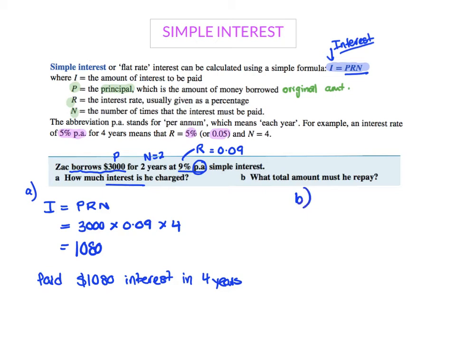So in B, what's the total amount he must repay? So the interest is the extra thing. So if you want to know the total amount, it's always your principal plus your interest. So really he has to pay back what he borrowed off the bank, which was 3,000, plus he has to pay back the 1,080. So he's paying back 4,080. That's the total amount he's paying back.